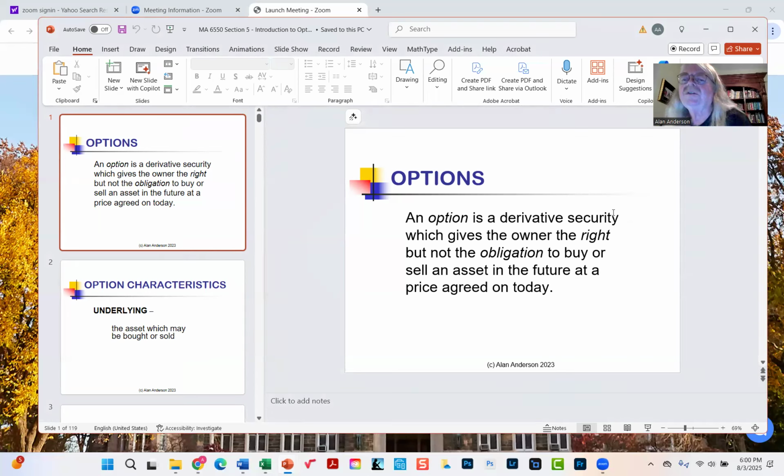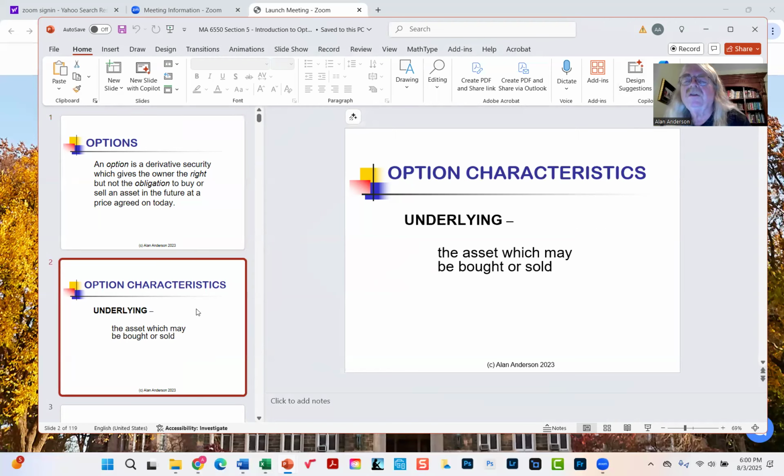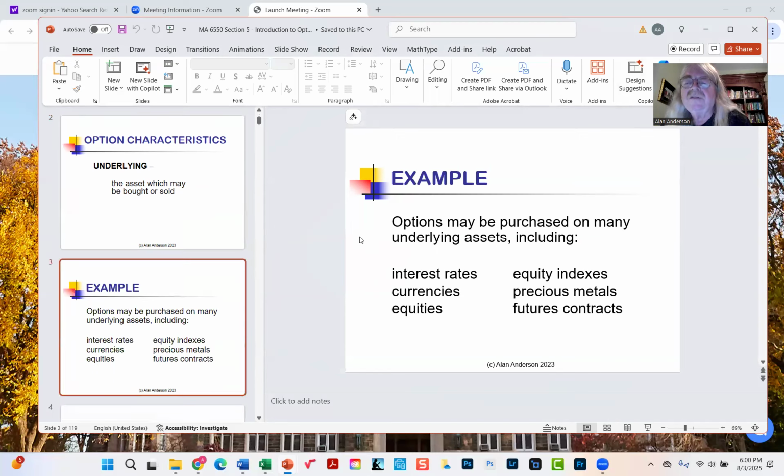So in order to characterize an option, we need to look at a few things. Number one, we want to know what the option gives us the right to buy or sell. Whatever it is, that is known as the underlying asset. Now, there are a lot of things that we can buy or sell with an option. The list is very, very long. In fact, it's almost only restricted by our imaginations. So you can see that options are available on a lot of assets, even things that are not strictly speaking assets like interest rates. We also have currencies.